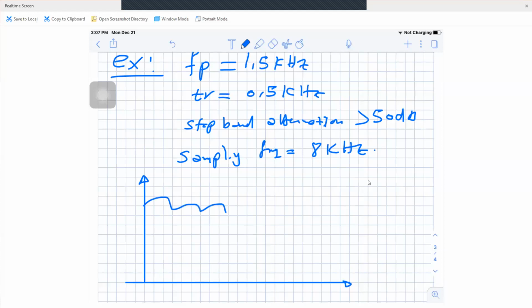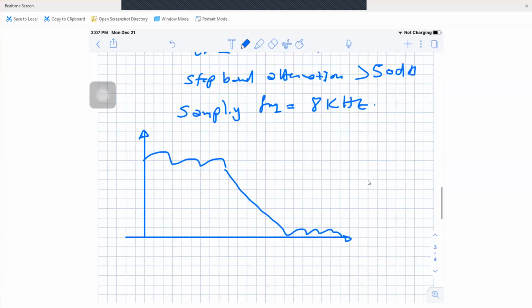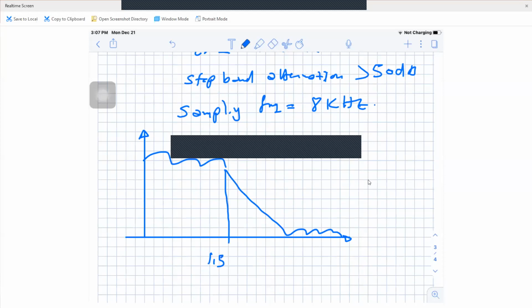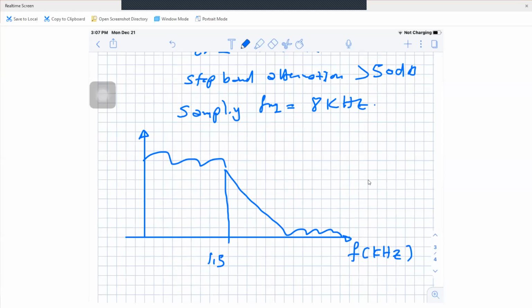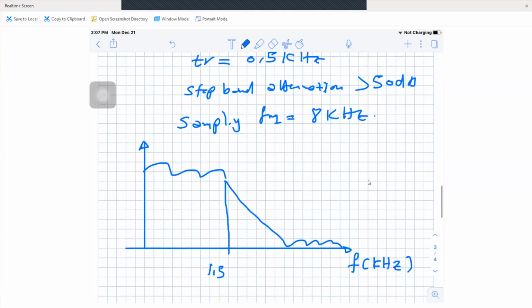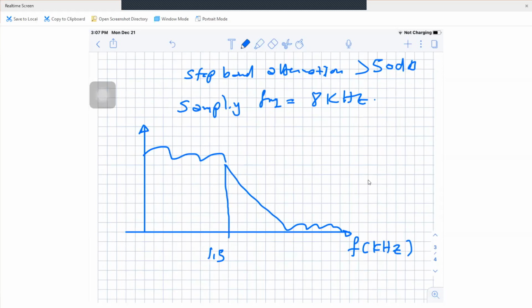Look, please. Now, as you have given, the passband edge frequency is 1.5 kilo. You may write it as F in kilohertz. Now, FP is 1.5 kilo, and the transition width, as you can see, is 0.5 kilo. What does it mean? It means that this point will be 2 kilohertz.